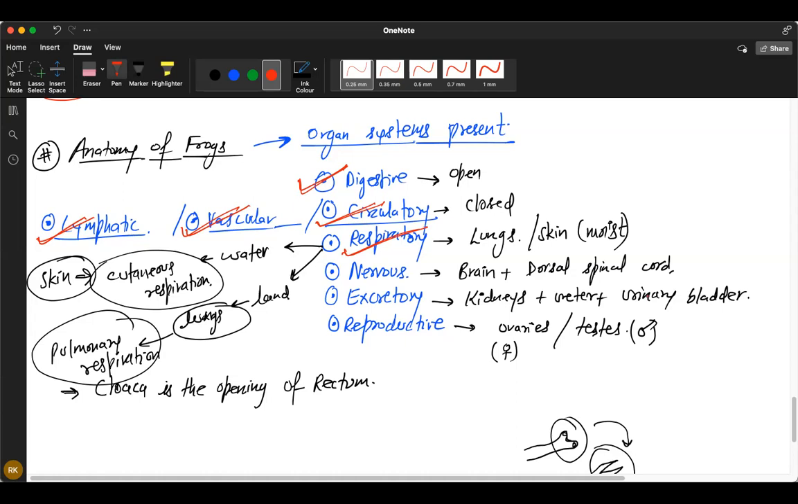Perfect. And another similarity is that their brain is also divided into forebrain, midbrain, and hindbrain, but you don't need to know that much in detail. So it's fine. They also have a cerebellum, etc. But it's fine. We just know the difference and some major similarities.